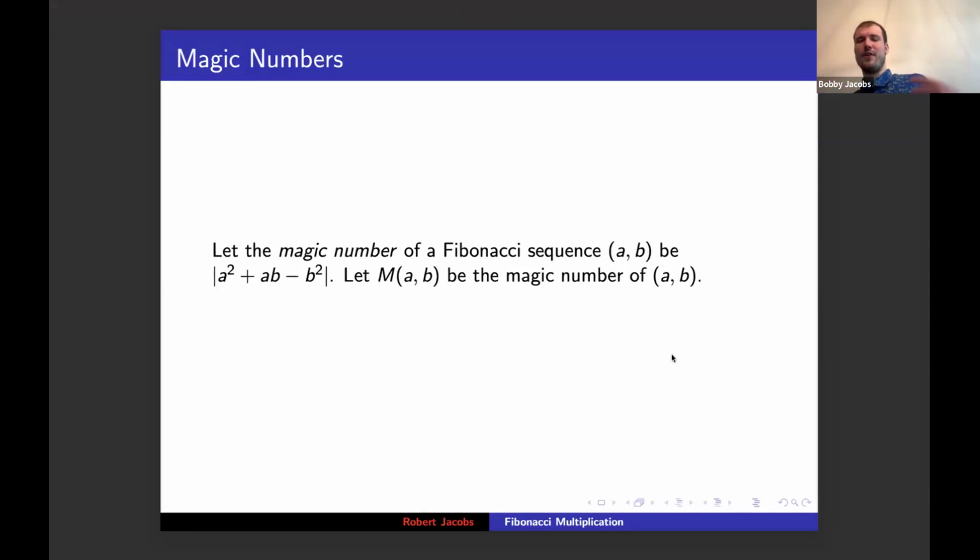So now I defined a new thing called the magic number, and let the magic number of a Fibonacci sequence be the absolute value of A squared plus AB minus B squared, and let M of A and B be the magic number of AB. It's basically you take three consecutive terms A, B, and A plus B, and you take the product of the two terms on the outside minus the middle one squared. Okay, so A squared plus AB minus B squared.